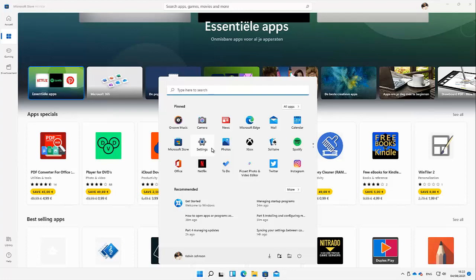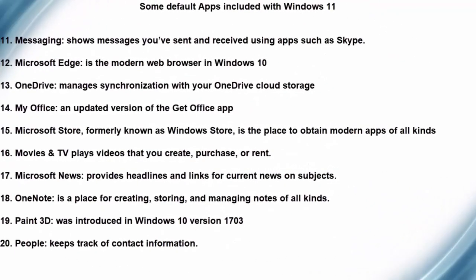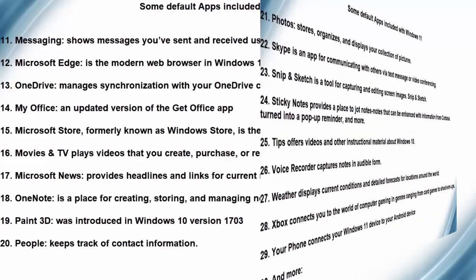So let me just list some of the default apps which are included in Windows 11. We have the alarm and clock. Of course, this has always been a default app in Windows 8, Windows 10, and also Windows 11. We have our calculator, calendar, camera, Connect, Cortana, and also the Feedback Hub, Get Help, and Groove Music, which is standard also for Windows 10. We have our Mail, which you can use to configure and manage your email addresses. We have Maps, Messaging, Microsoft Edge, OneDrive, and more.